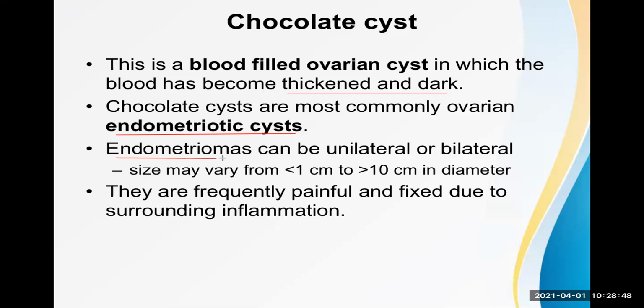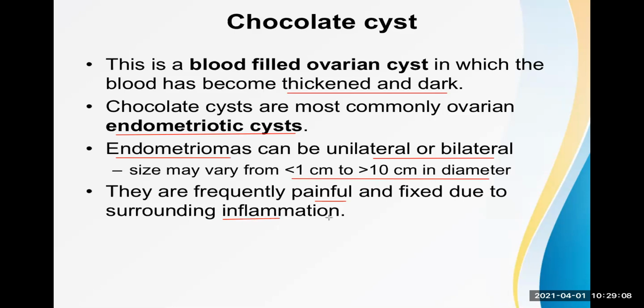Endometrioma can be unilateral or bilateral, and the size may vary from more than 1 centimeter to less than 10 centimeters. Okay, so it can sometimes be really big. They are frequently painful and fixed due to the surrounding inflammation.